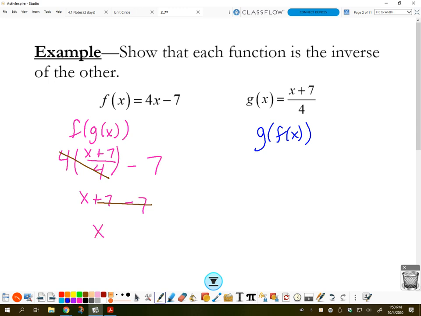Alright, so on to g of f. So the g function says something plus 7 over 4. Alright, so the something is going to be the whole f of x function, so 4x minus 7. Alright, so again, canceling things out in the correct order is important. Minus 7 plus 7 makes 0.